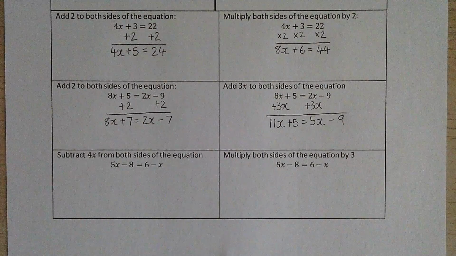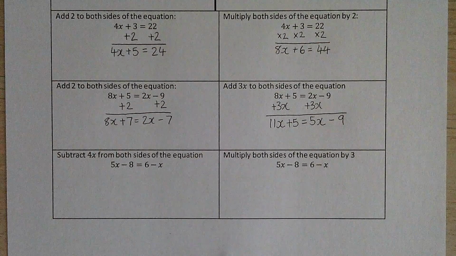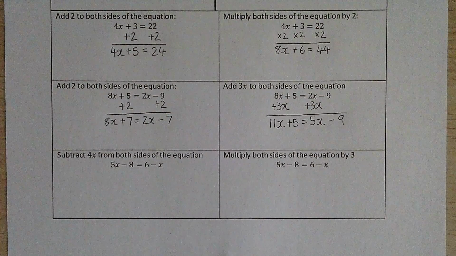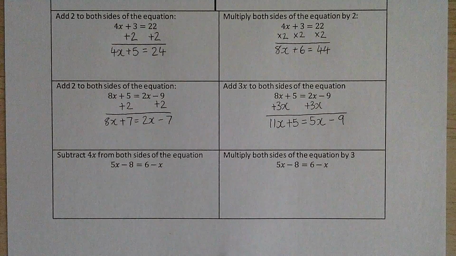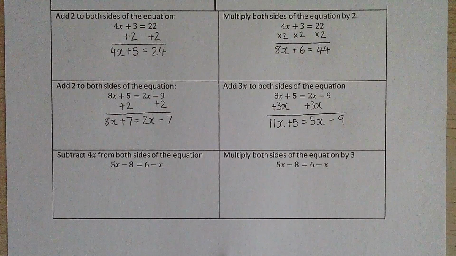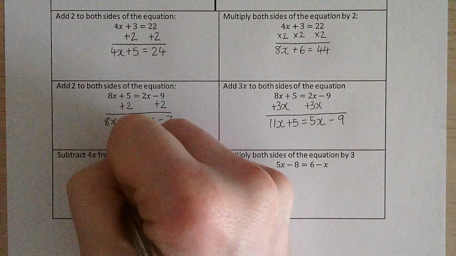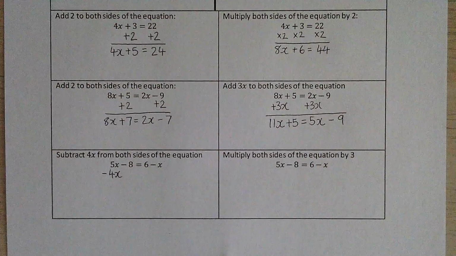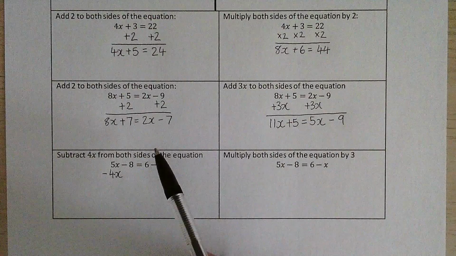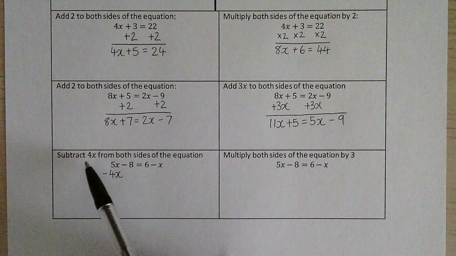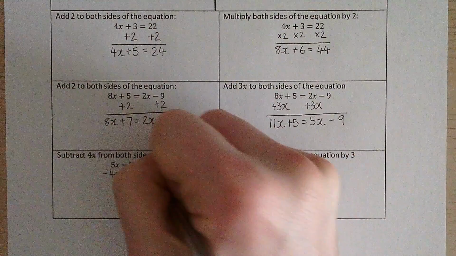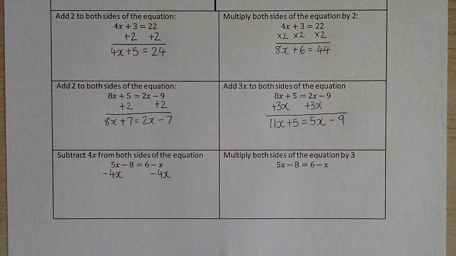This next question is very similar, but now we're subtracting 4x from both sides of the equation. Subtracting works in the same way as adding. We need to look for like terms. So 5x is a like term with 4x, so underneath 5x I'm going to write minus 4x. That's done for the left-hand side of the equation, so onto the right-hand side, and I'm looking for a like term with 4x, and that will be this minus x term here. So underneath minus x, I'm writing minus 4x.